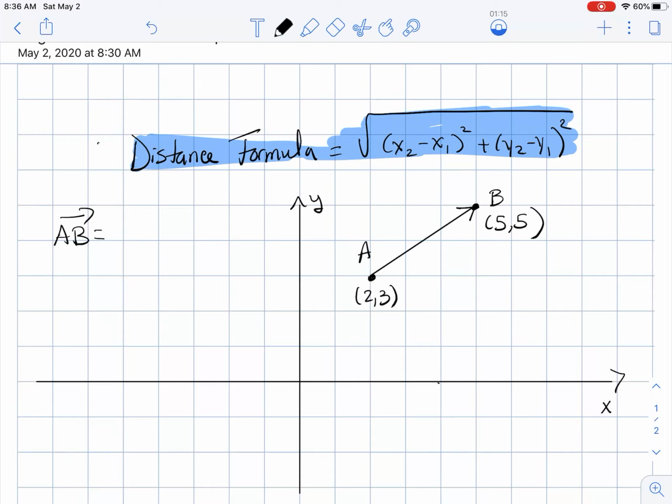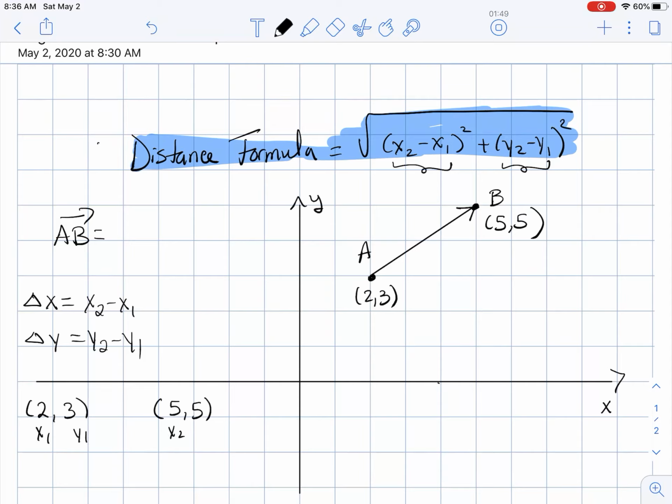Now, what are the coordinates of AB? Well, we want to look at x2 minus x1, y2 minus y1. So I'm going to write here, we know that delta x is x2 minus x1, and delta y is y2 minus y1. When I'm getting these coordinates, I put down whichever one I saw first, which was the tail A, and then the head B. So we can go x1, y1, x2, y2.